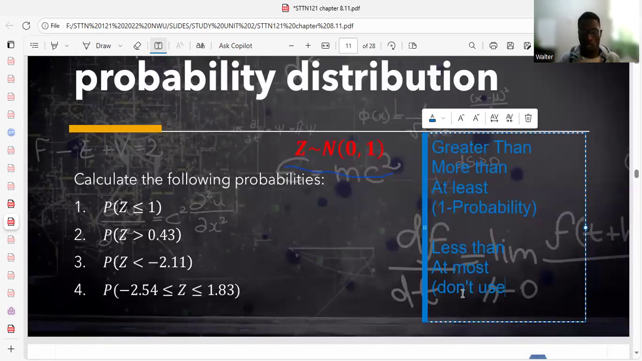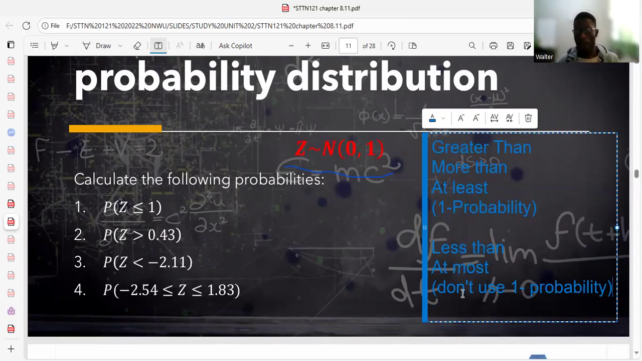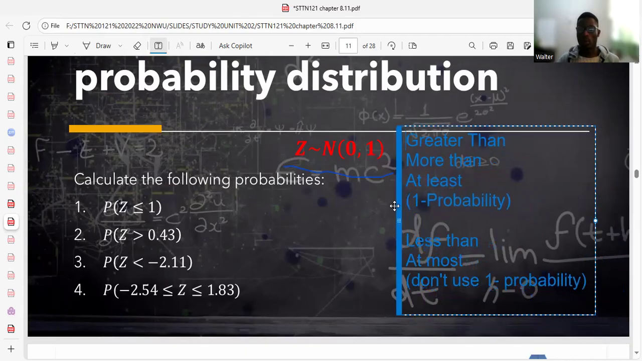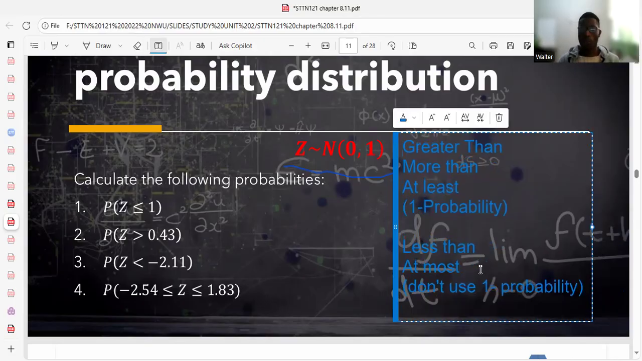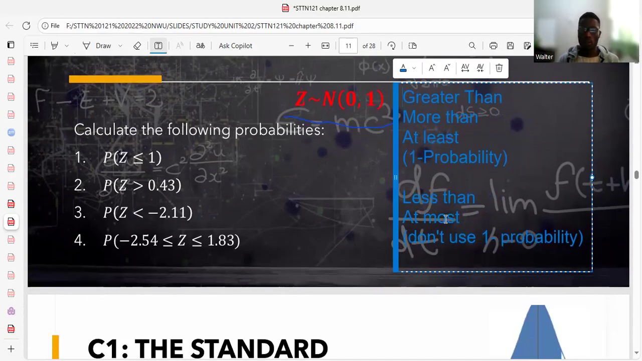This is the method that I normally use. I know that there are a lot of methods that you guys use, but if you prefer using my method, this is what I used when I was doing the statistics modules. I know that on the slides they used a different method, but I'm not saying that you should not use that method. It depends on you. Remember, use the method that you think is going to work for you. So this is the one that I normally use. If you're dealing with less than, at most, and so on, you don't use 1 minus.